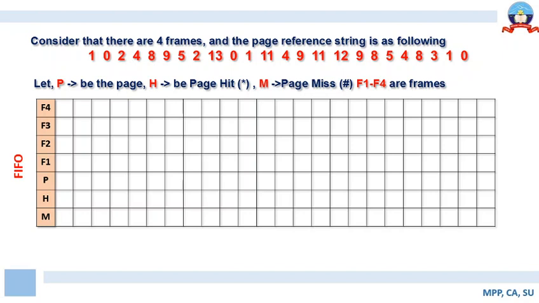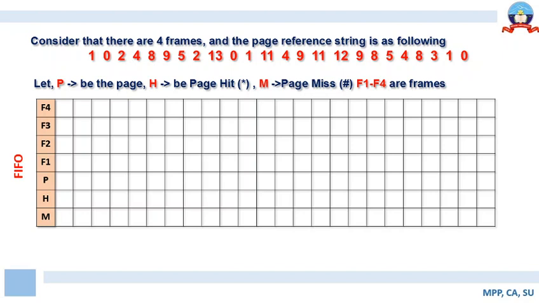So for simplicity we are using the notations P, H, M and F to represent page, page hit, page miss and frames. Now here we have coined a very important term, page hit and page miss. Page hit refers to a condition where the requested page is found available in the main memory. Likewise, page miss refers to a situation when the requested page is not found in the main memory.